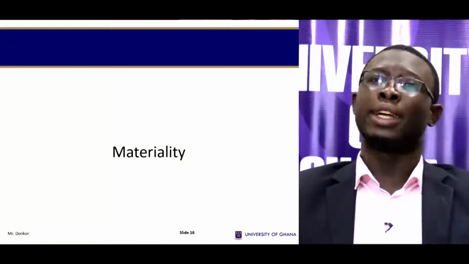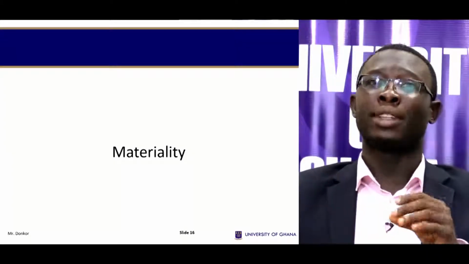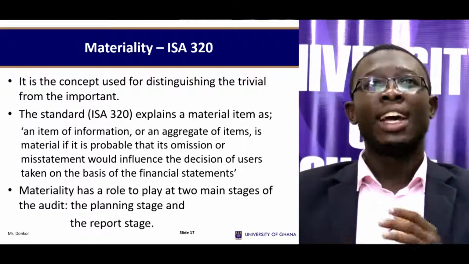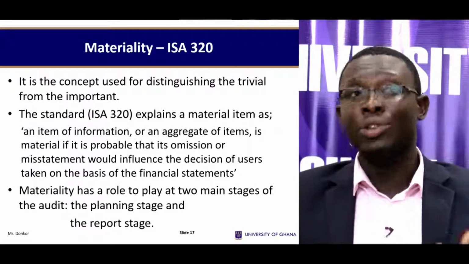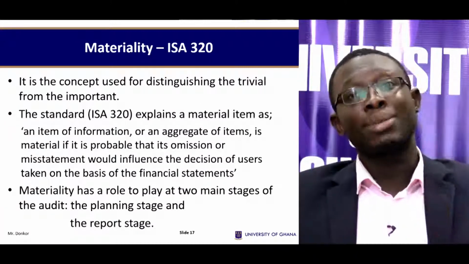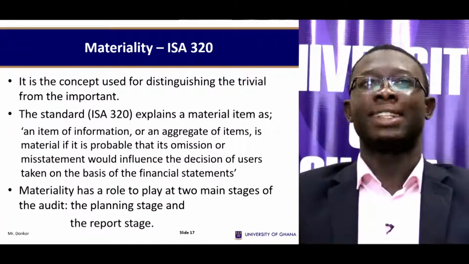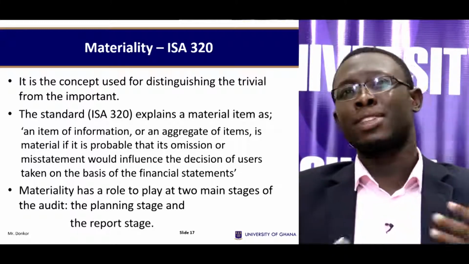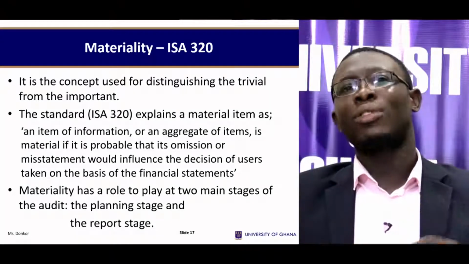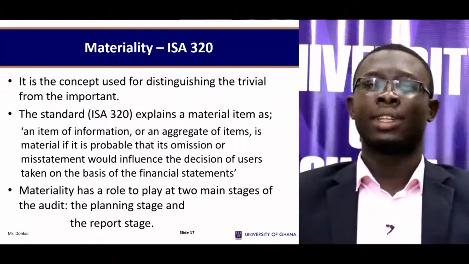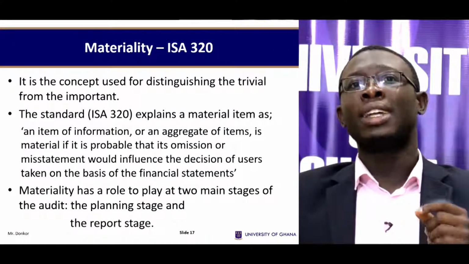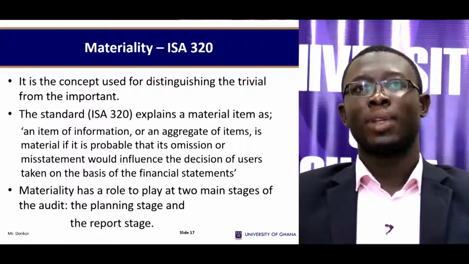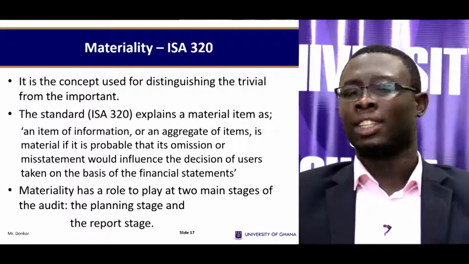Covering the planning, it is also important that we pay attention to materiality. What then is materiality? Basically, it is the concept used for distinguishing between the trivial and the important. That is, what is material and what is not material. The standard, that is International Standard on Auditing 320, explains an item of information, or an aggregate of items, as material if it is probable that its omission or misstatement would influence the decisions of users taken on the basis of the financial statements.